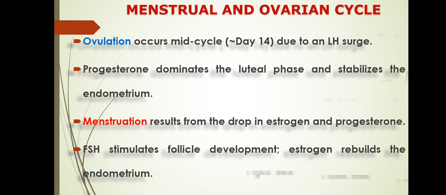You can review them. You have to know that ovulation occurs mid-cycle. Like for example, we're talking about an average 28-day cycle. It occurs at day 14 due to what? Surge or increase in what? Estrogen hormone. I talked about this.